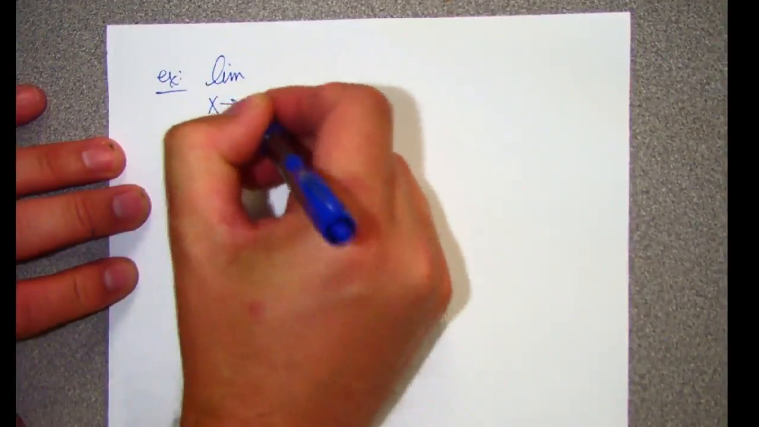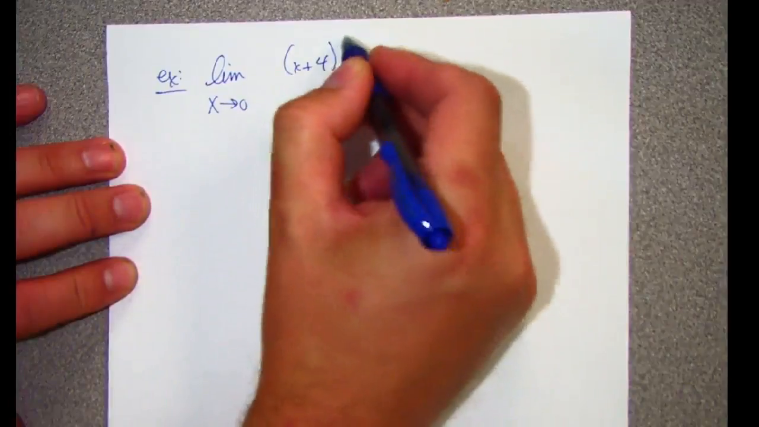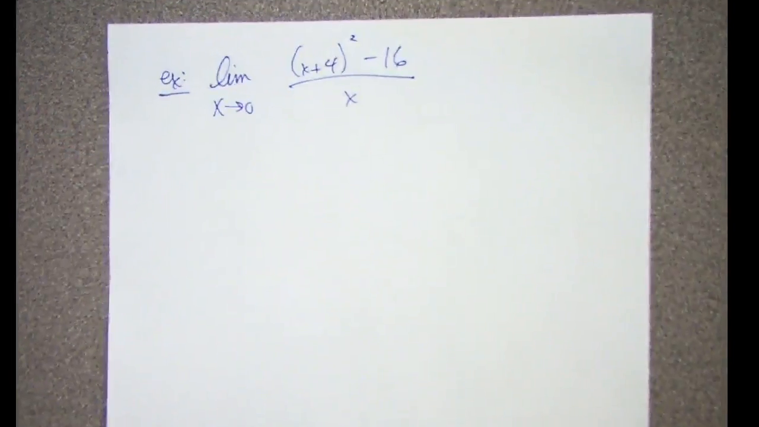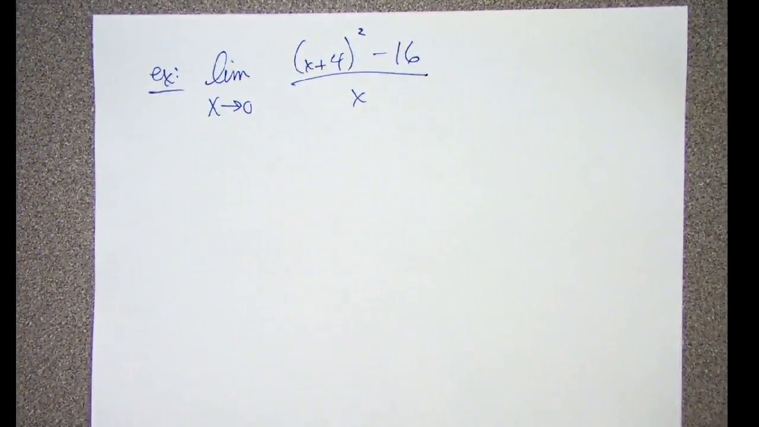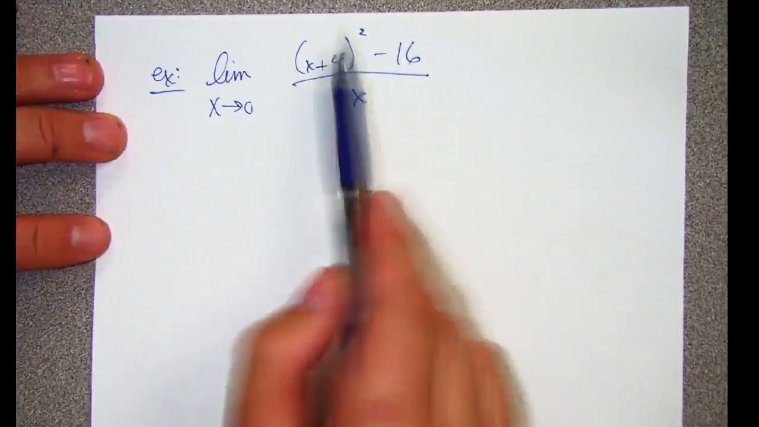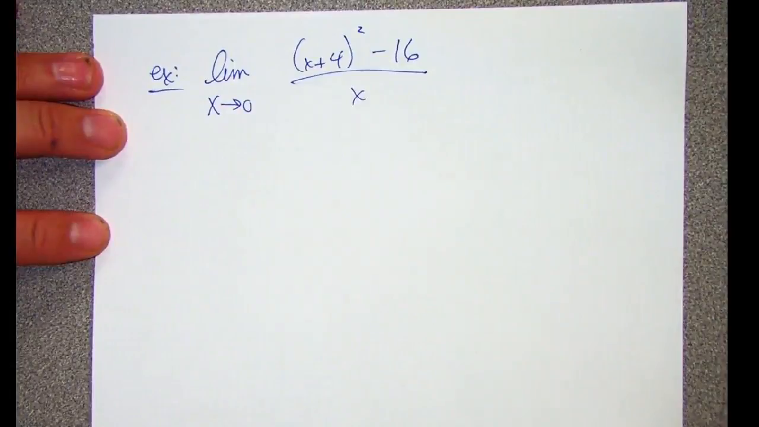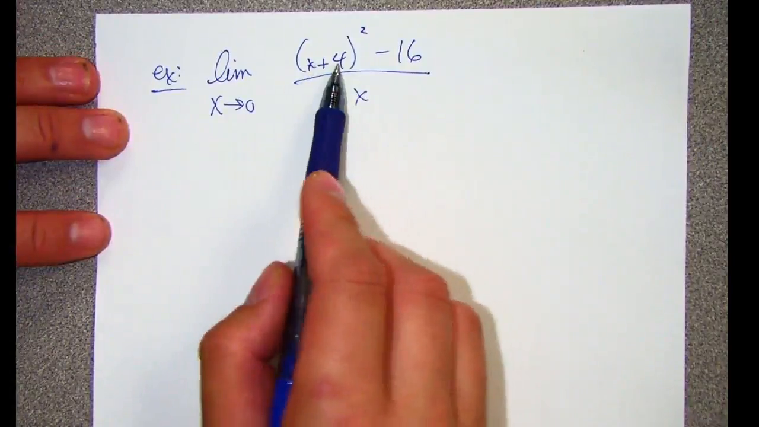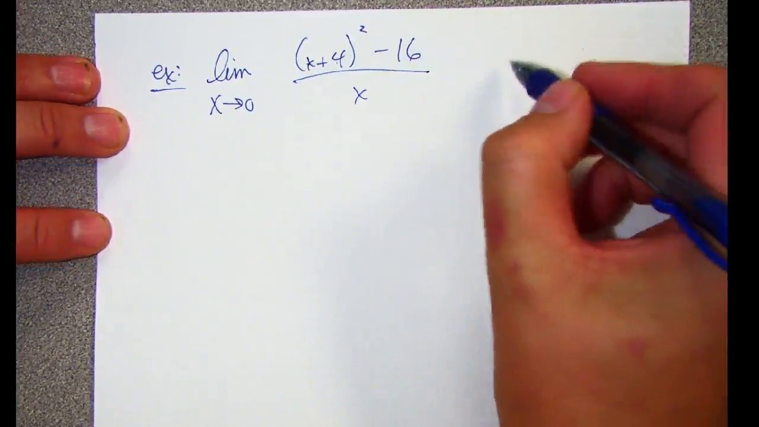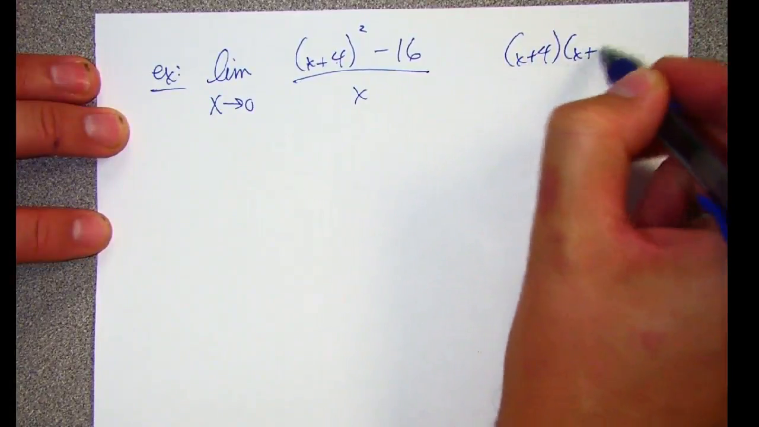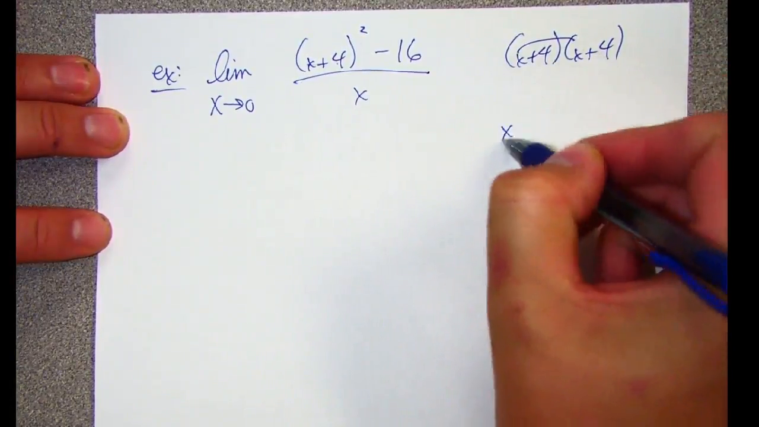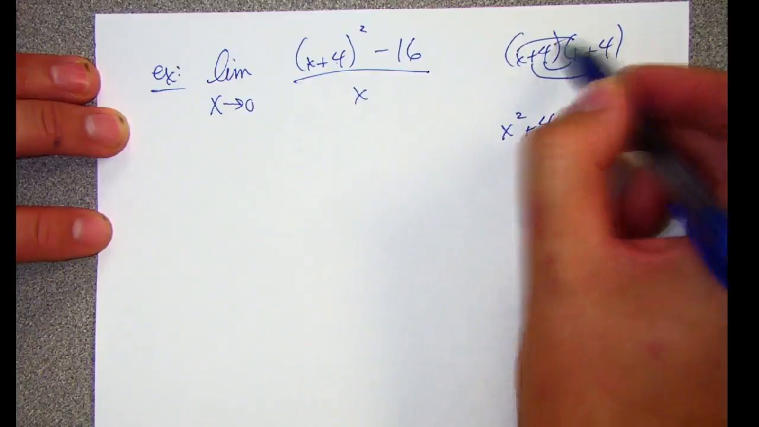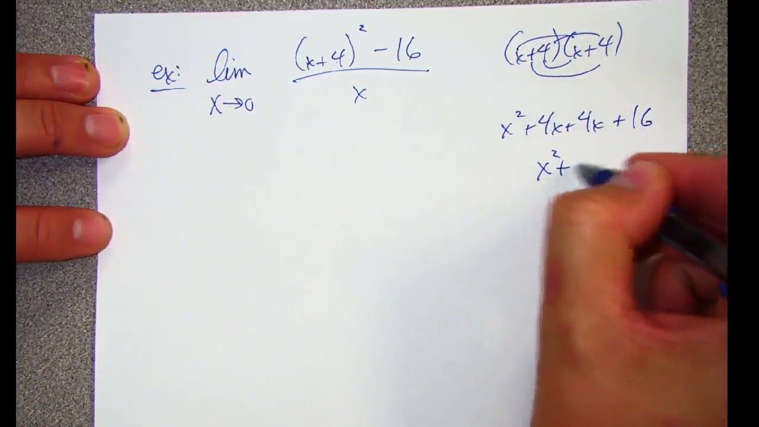So let's say the limit as x approaches 0 of x plus 4 squared minus 16 over x. So, the ones before I was looking at, okay, that looks like I can factor. This does not look like I can factor. It already is factored. Like, that is the factored form. But I can do the opposite. So I'm going to actually expand this. So I'm going to do x plus 4 squared. Now remember, when you do x plus 4 times x plus 4, you get x squared, you get 4x, you get 4x, you get 16. So you get x squared plus 8x plus 16.